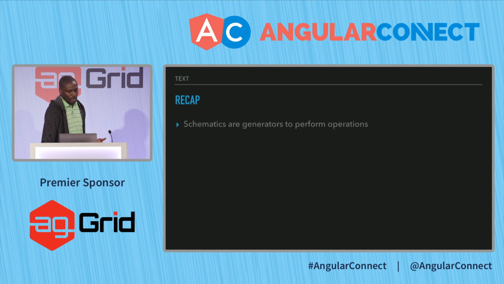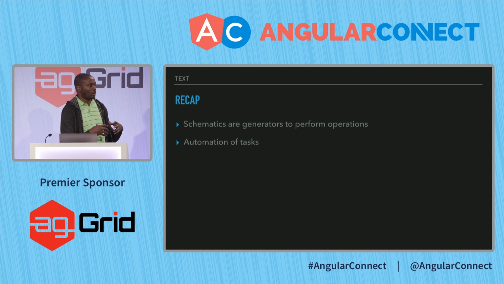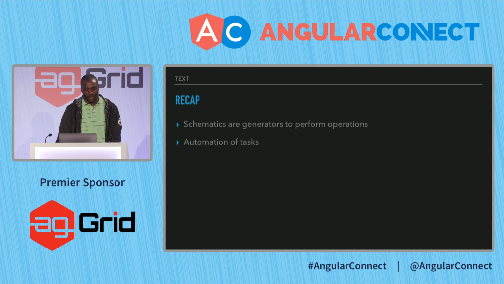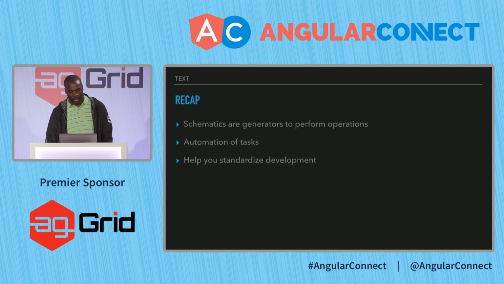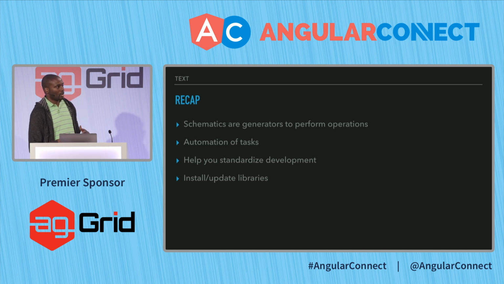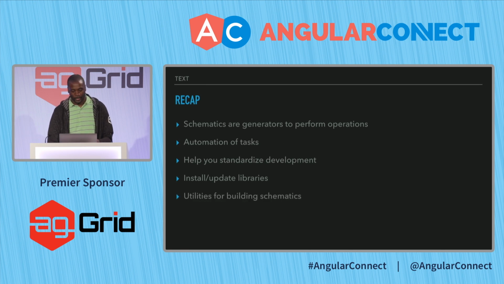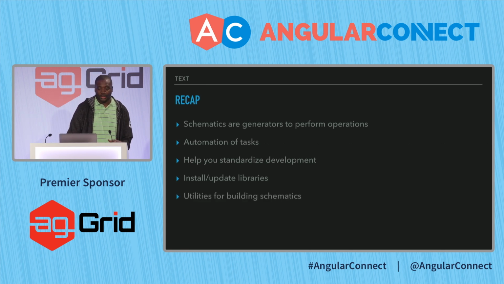So to recap, schematics are generators that perform operations on your file system. There's a lot of value in automation of these tasks that you can invest in that will help your team be more productive because they're not having to use that time to do those things manually. It helps you standardize their development. I showed you examples of how to use ng-add or ng-update functionality in your library, and using utilities to build schematics.